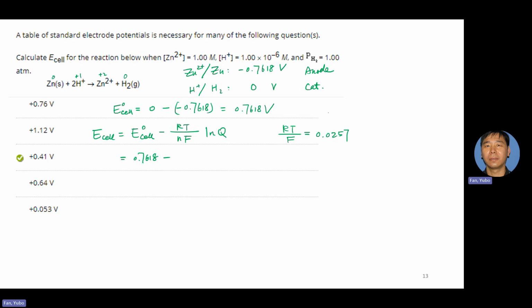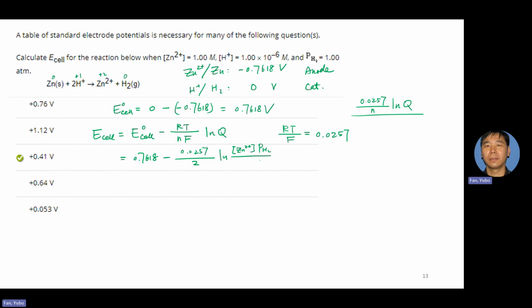So sometimes you can see for this part, we can just write 0.0257 over n, the number of electrons, then times log Q. So we can just use 0.0257 over the number of electrons involved, which is 2 electrons, from 0 to 2, only one zinc, so it's 2. And the log Q: for the product, we have the zinc 2 concentration, then times the pressure of hydrogen, in the unit of atmosphere if it's a gas, divided by the reactants.